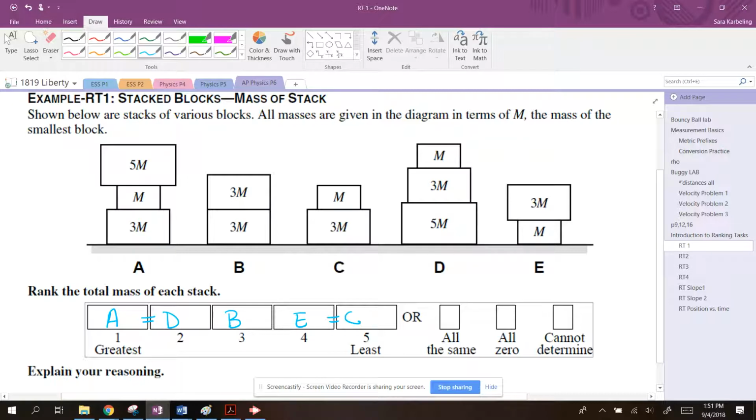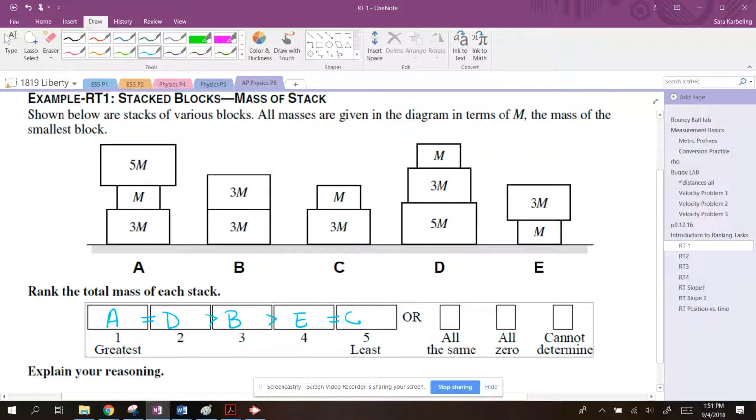And then just to be absolutely clear and there's no question, instead of saying, oh, did they just forget to write an equal sign? Let's go ahead and just write a greater than sign between D and B and between B and E. Is that okay?